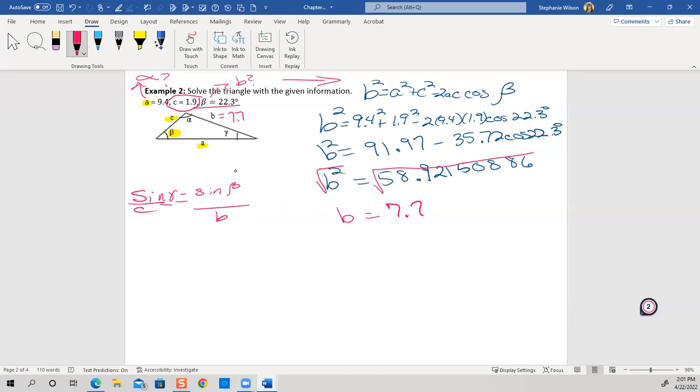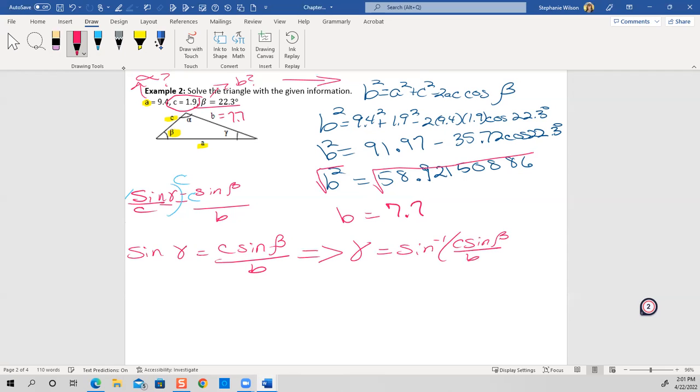Now I'm going to solve for gamma. In order to do that, I need to multiply both sides by the denominator of gamma, which is multiplying by C. So now I got sine of gamma is equal to C sine beta divided by B. And since I want gamma, I'm going to take its inverse, so I can get gamma. Whoops, I wrote alpha. Let's erase that and put gamma down. There we go. Gamma is equal to sine inverse of C times sine beta over B. And now I'm going to plug in what I know.